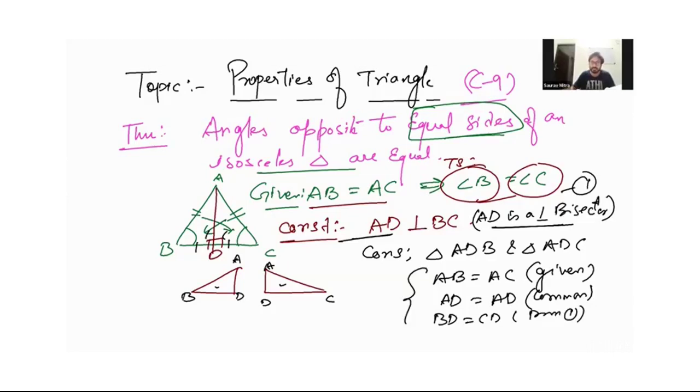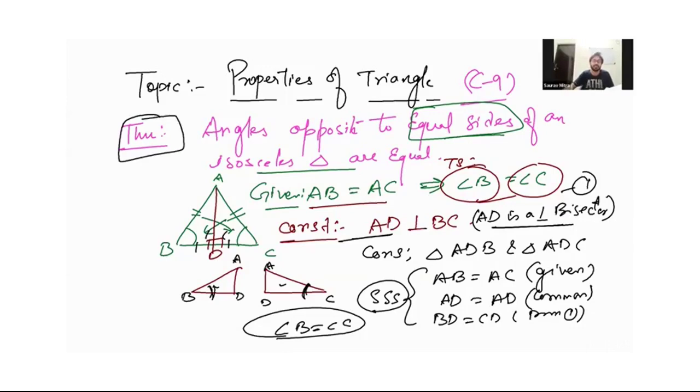So this proves that triangle ADB is congruent to triangle ADC by SSS. So the remaining corresponding parts will be equal, that is, angle B is equal to angle C. So this is the small proof of this theorem. But this result has a very vast application. If two angles are equal, then the sides opposite to them will also be equal. And there is a vice versa result also.